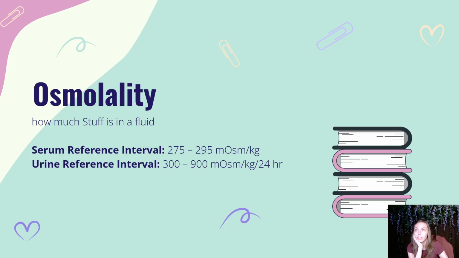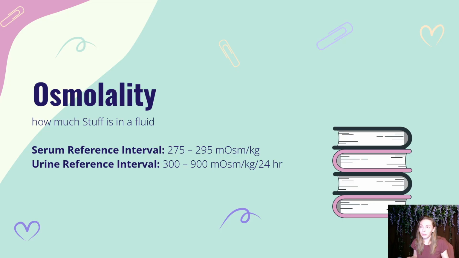So, osmolality. Osmolality is a measure of how much stuff is in a fluid. That's it. That's literally all that it is. And I think that it freaks a lot of people out, especially because you start to get into osmolality versus osmolarity. And that has to do with whether or not you're measuring it per kilogram or per liter. That's literally the difference between osmolality and osmolarity. For right now, just know that osmolality is how much stuff is in a fluid.